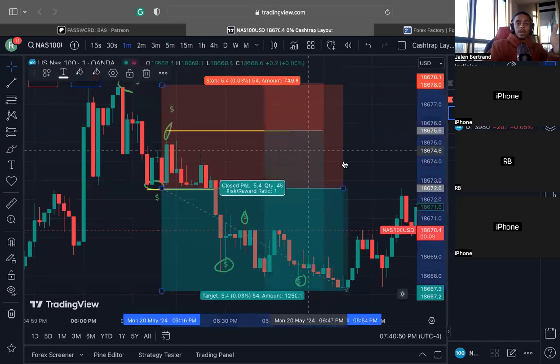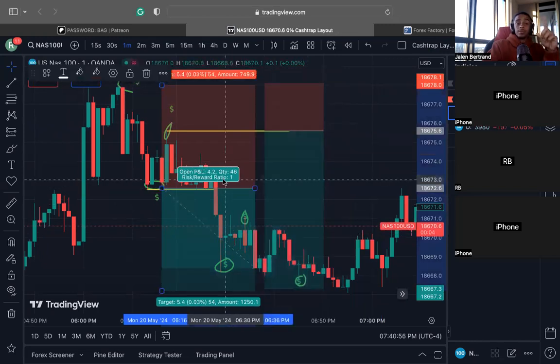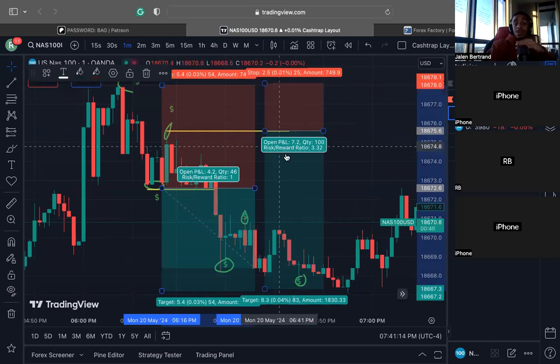And what we'll see right here is how it says risk to reward. It says 1, here it says 3.32. So that means for every dollar I risk, I'm gonna make 3. That, to me, doesn't sound bad. If I could go somewhere and risk $1 to make 3, I'm good. So that's the difference between you being patient and you not.